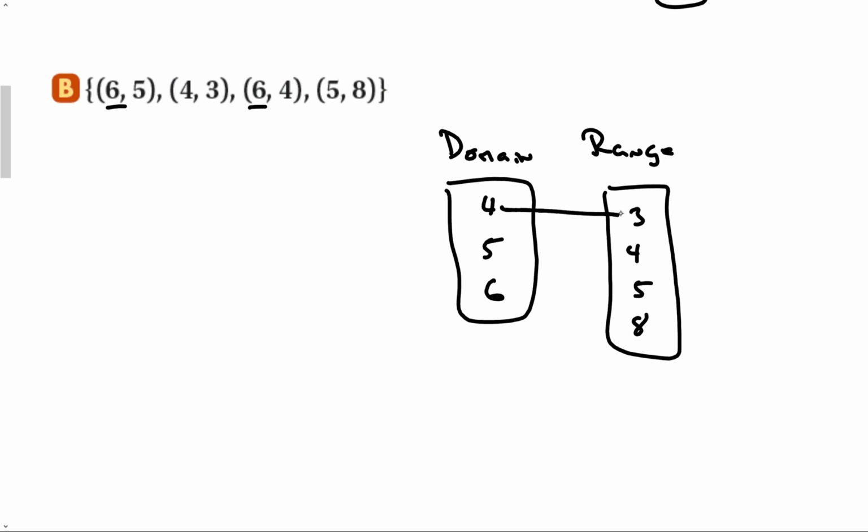4 goes to 3. 6 goes to 5. Should have gone in order. 6 also goes to 4, and 5 goes to 8. Now you can see the 6 is going to two different values. So the domain value of 6 is getting mapped to two values in the range. And you can see that x repeats and it goes to a different number in the range. This is not a function.